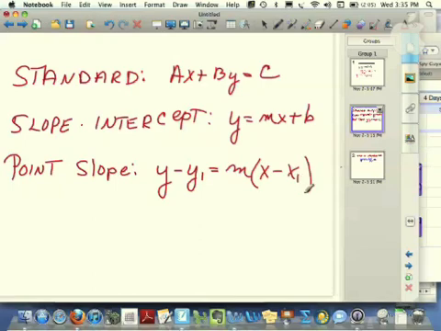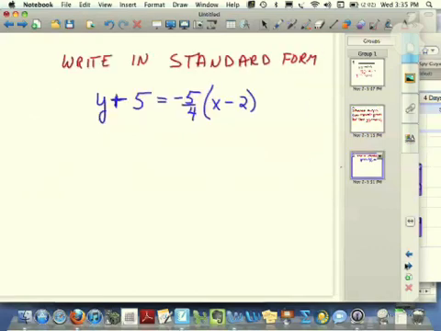Now that we know all 3 forms, we need to be familiar with moving from one form to another. Here's an example. Take this equation, which is written in point-slope form, and write it in standard form. Recall that we are trying to get it in the form ax plus by equals c. Well, first of all, this equation has a fraction in it, negative 5/4.